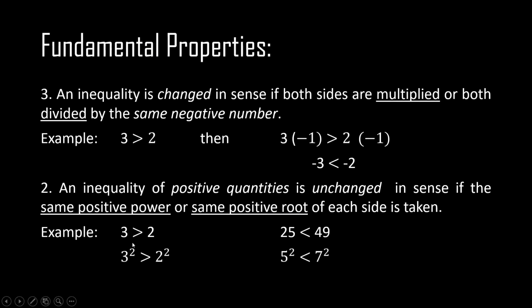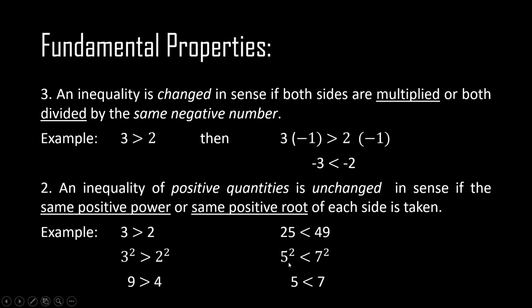So in this example, 3 is greater than 2. When we squared both sides, 3 squared and 2 squared, the answer will be 9 and 4. And it is true that 9 is greater than 4. So the inequality sign will not change.